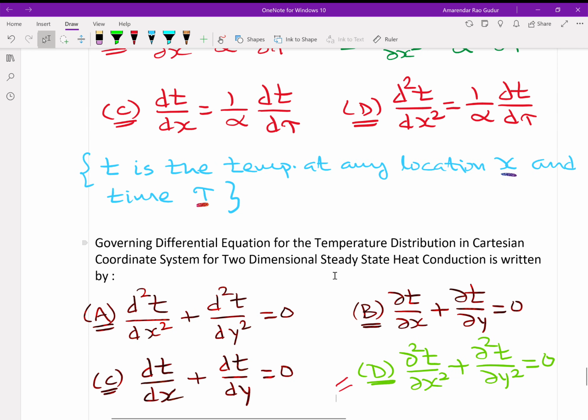So these are some of the simple questions pertaining to Cartesian coordinate system. So when we meet again, we'll derive the equation in cylindrical coordinate system.